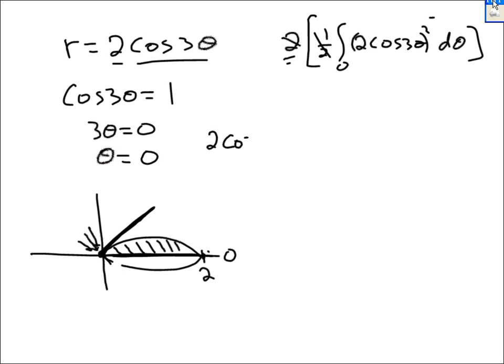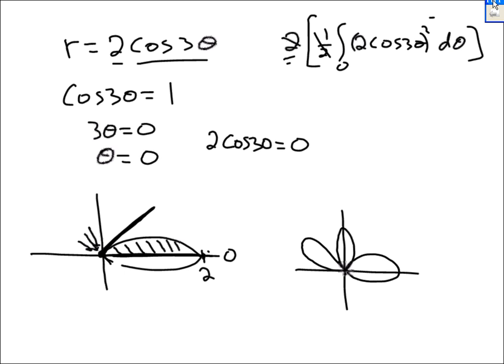So I said 2 cosine 3 theta equals 0. And it's probably 0 in a lot of places. For example, if I have many of these petals, it's 0 coming in from here, going in from there, coming in this way, that way. It's 0 many times. Well, I want to know the smallest time it's 0, because that's where the first petal is.